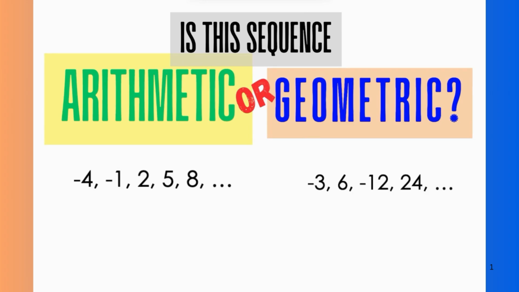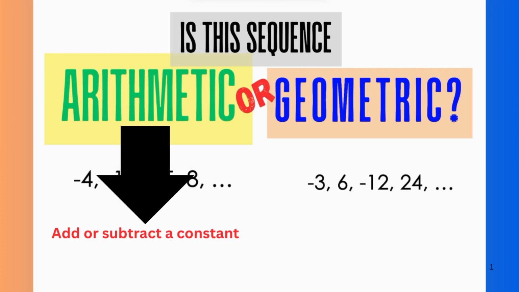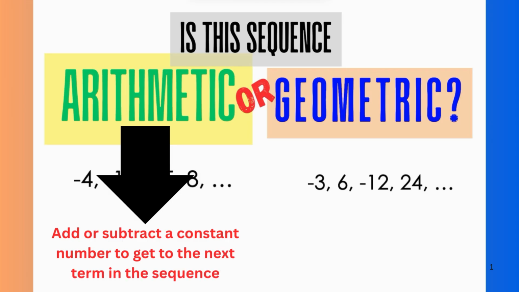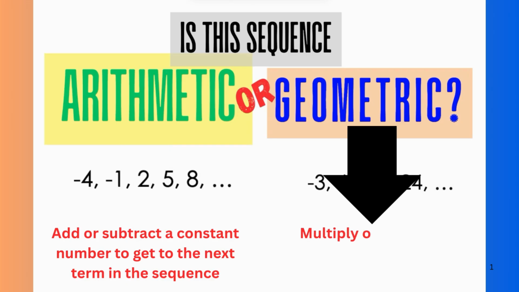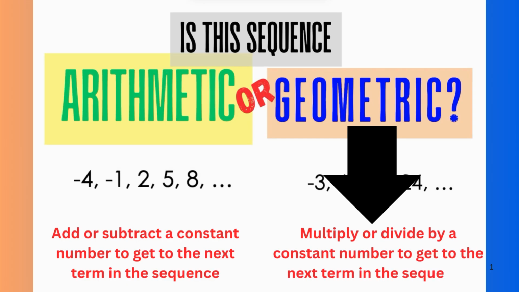In this video, I'm going to explain the difference between arithmetic and geometric sequences. The simplest way I can explain it is that an arithmetic sequence is one where we are adding or subtracting a constant number to get us to the next term in that sequence, while a geometric sequence is one where we are multiplying or dividing by a constant number to get us to the next term in that sequence.